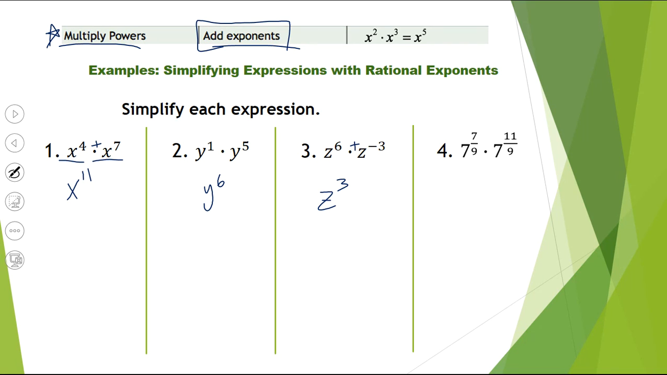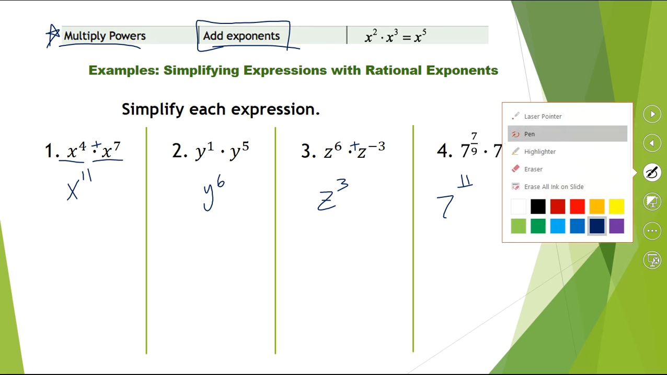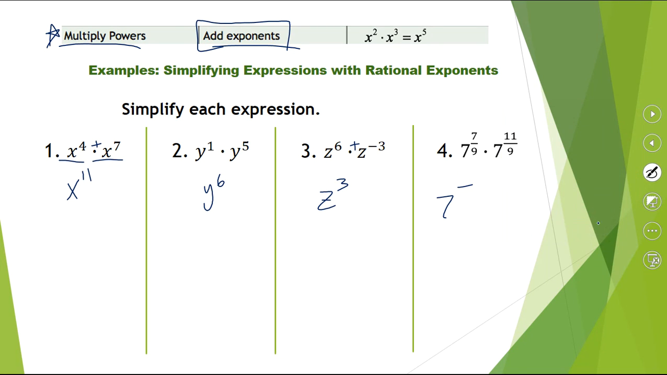And then the last one, I have a fraction: 7 to the 7 over 9, and 7 to the 11 over 9. So we're basically adding these together, the 7 over 9 and the 11 over 9. You can add these together as long as they have like denominators, which they do. This would become 7 to the 18 over 9. And we could simplify that fraction because 18 over 9 is 2. So it's really 7 squared, which, if we fully work this out, is 49. My tip to you is if you have a calculator, just type this in your calculator. You should get a good result.